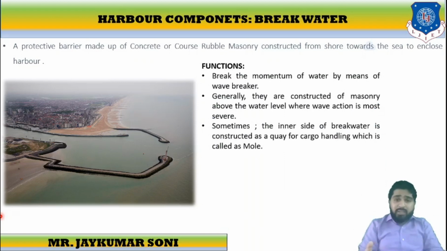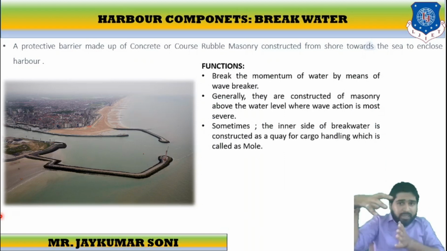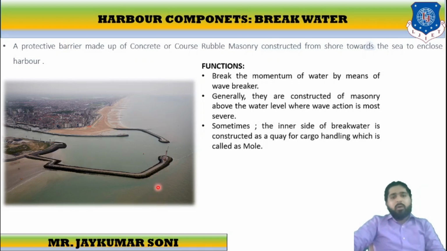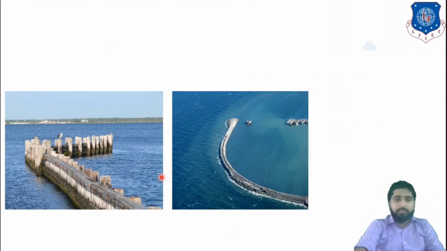It has various functions, such as breaking the momentum of the water by means of a wave breaker. You can observe in this photo that when the waves enter the area in this direction, the breakwater helps break the momentum of the water. Generally they are constructed of masonry, as I already narrated, where the wave action is most severe. Sometimes the inner side of the breakwater is also constructed with a quay, due to which cargo handling can be done. It is also called a mole.